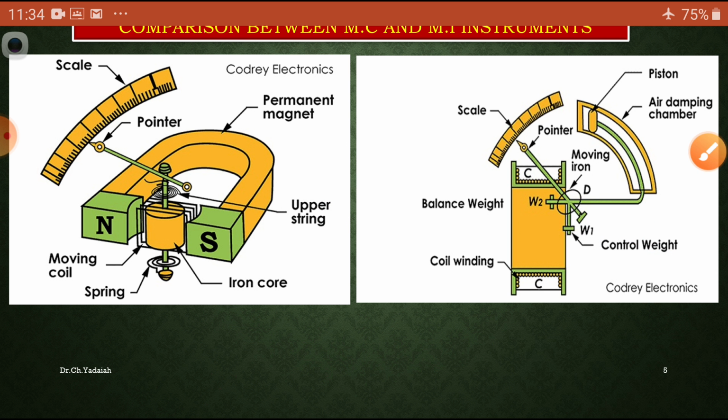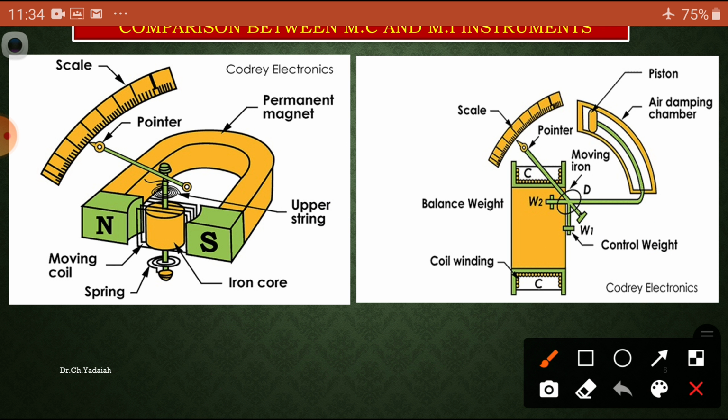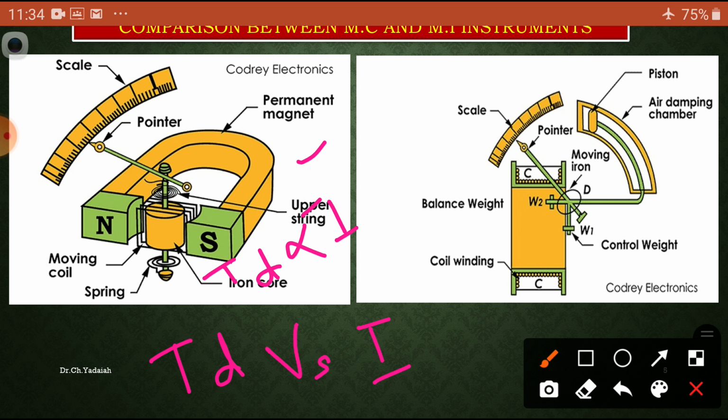Now the second aspect: what is the relation between deflecting torque and current here? TD versus current. In moving coil instruments, the deflecting torque is directly proportional to the current. If the current is more, the deflecting torque is more in the case of moving coil instruments.